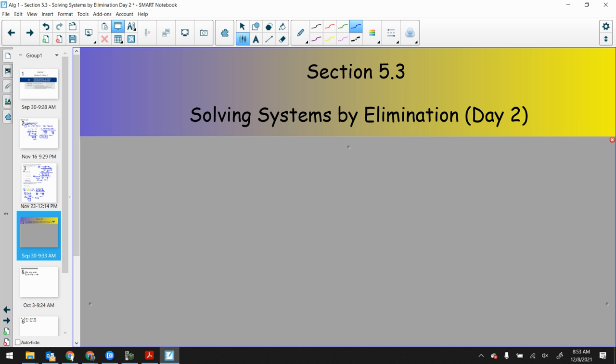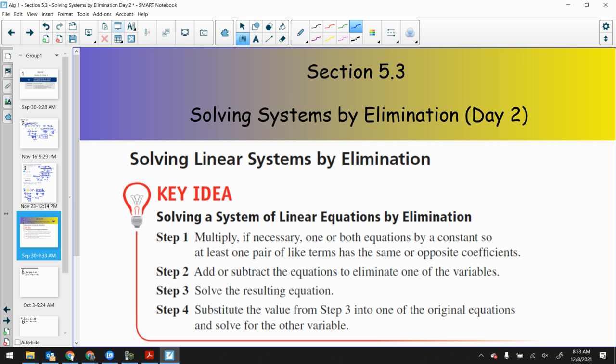All right. Now, this first slide is the exact same thing that we talked through yesterday. Okay? Literally the exact same graphic. But what I'm going to do today is talk you through what's going to be different about today than it was yesterday. Now, first step, multiply if necessary.